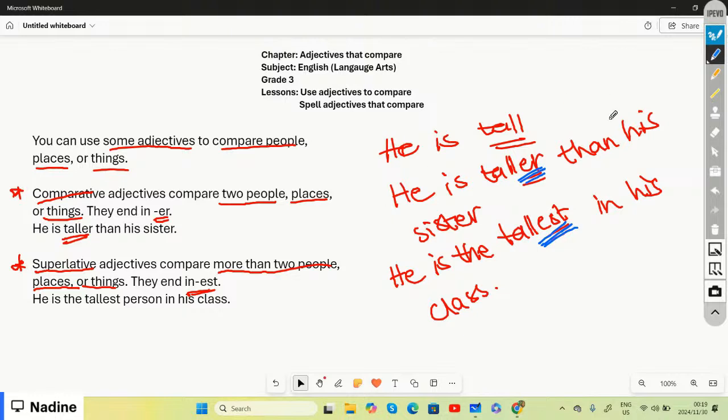So basically, firstly, we can say he is tall on his own. If we compare him to another person, a comparative adjective, we can say he's taller than that person. But if we compare him to two or more people, then we can say he's the tallest. Yes, so well done. Tall, taller, tallest.